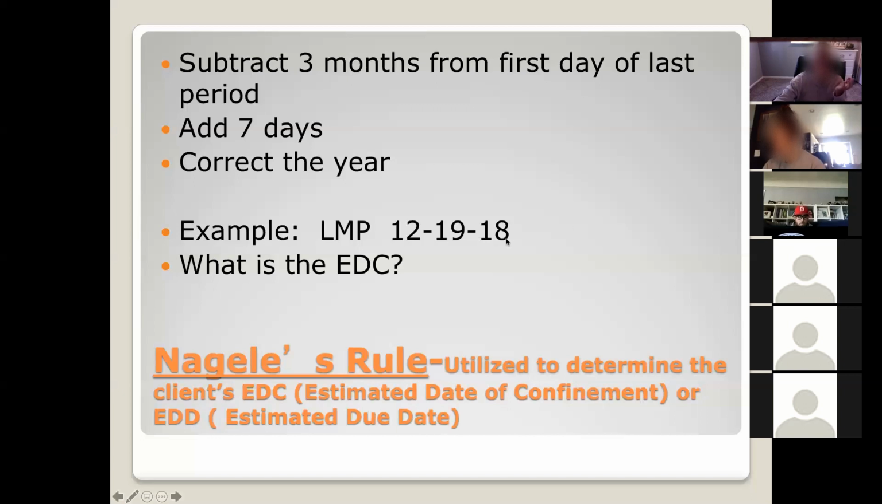So an example: if a woman stated that her LMP, which stands for last menstrual period, is 12/19/18, how would you calculate out her EDC? I want you guys to take a couple minutes and try and figure this out. So use this date, subtract 3 months, add 7 days, and correct for the year if you need to. And then once you figure it out, you guys can start typing your answers in the chat. Okay, I'll give you a couple minutes. I already have some quick figure outers.